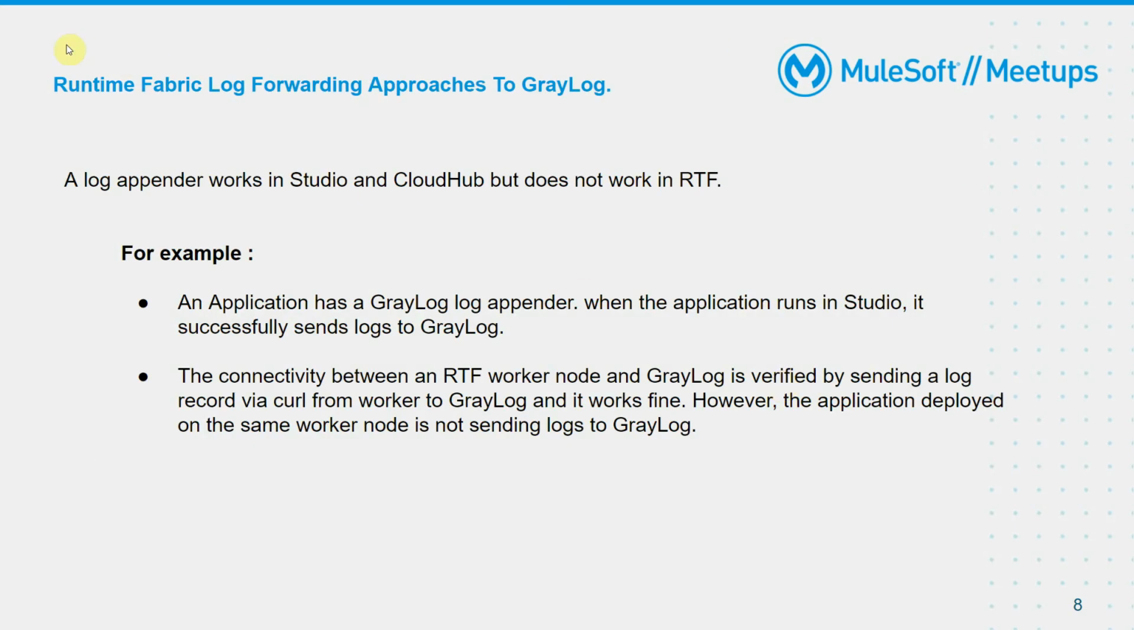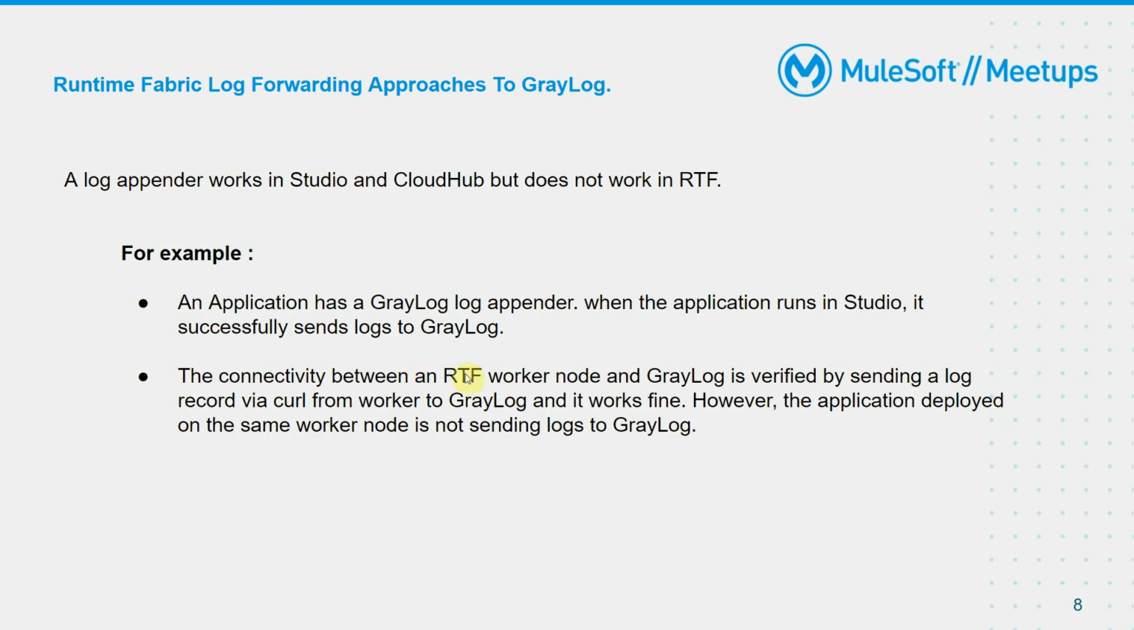What is the approach right now? The statement I have added here says that a log appender works in Studio and CloudHub but does not work in RTF. I have explained here that an application has a Graylog appender. When the application runs in Studio, it successfully sends logs to Graylog. If you are running the application in Studio only, on localhost or any other server or system, you can send logs directly to Graylog. But if you deploy the application on RTF, you cannot send data to Graylog.